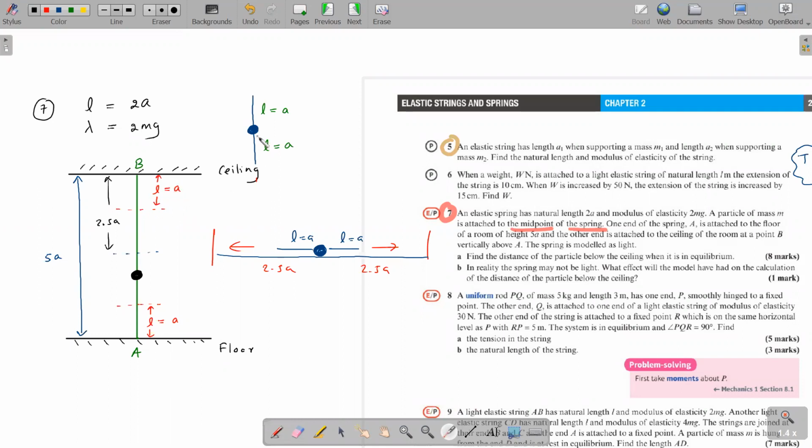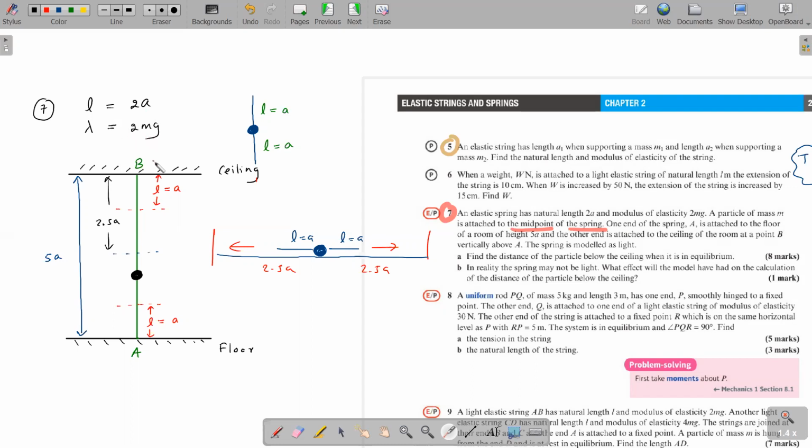Remember the natural length. Just to give you a quick overview of what's happening: you are attaching this particle while the spring is at its natural length, not after the spring has stretched. So the moment you attach it to the midpoint of the spring, we take it as two separate springs. Natural length of the full thing was 2A. The moment you attach it in the middle, the natural length becomes A and A.